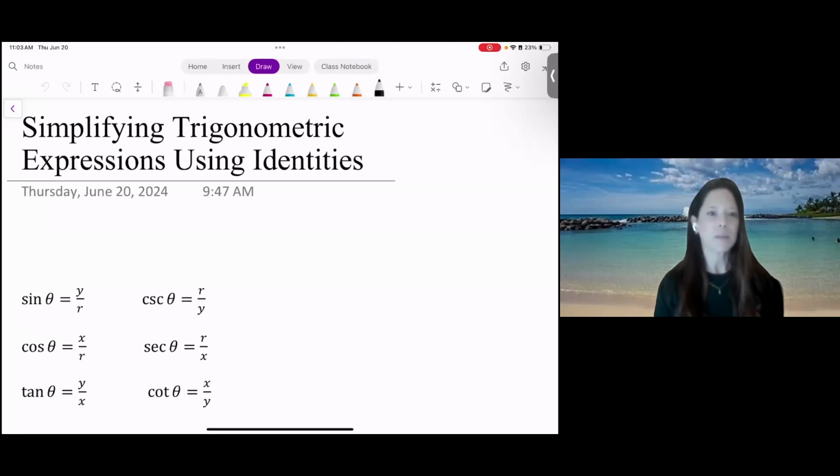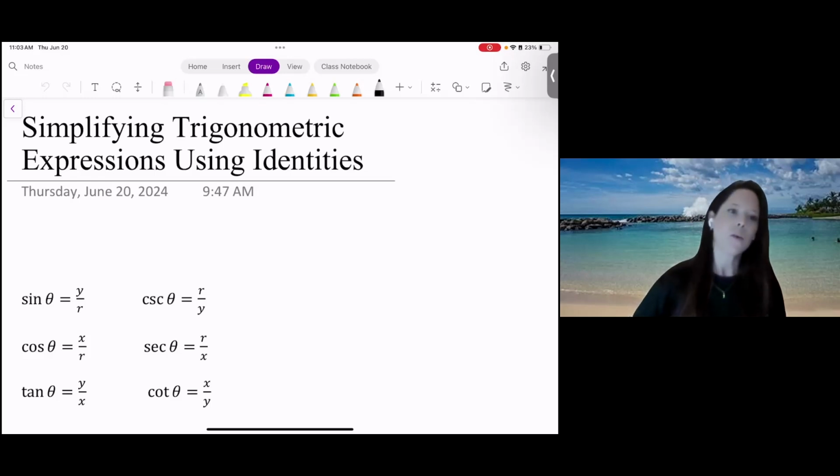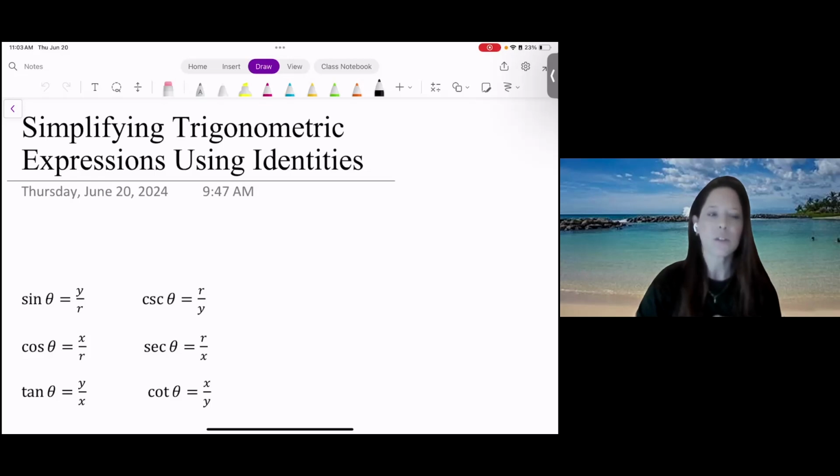Welcome back, math friends. We're going to be talking about simplifying trigonometric expressions using identities today. We will also use these when we start solving equations, but for now, we're just going to work with some expressions.